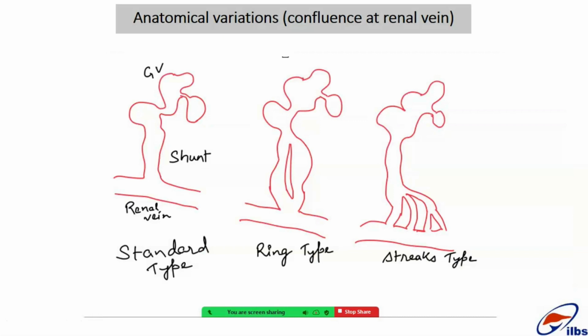Then what are the variations at the confluence at the renal vein? It may directly have a single shunt coming into the renal vein. It may have two shunts which bifurcate and then again join before entering the renal vein. This is known as a ring type. And then there is a streak type, where you may have a single shunt coming and they multifurcate and meet the renal vein at different locations.